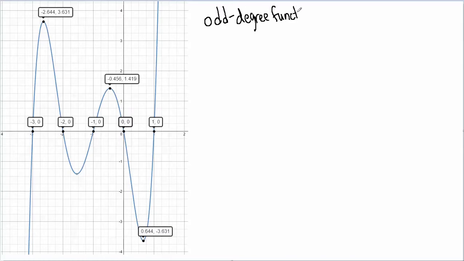How do I know this? Because if you look at the end behavior, the right side is going up to positive infinity, but the left side is going to negative infinity. So this tells you, because of the end behavior, that it's an odd degree function. So we're kind of going backwards. And it also tells you that the leading coefficient is positive because the right side is going up and the left side is going down.